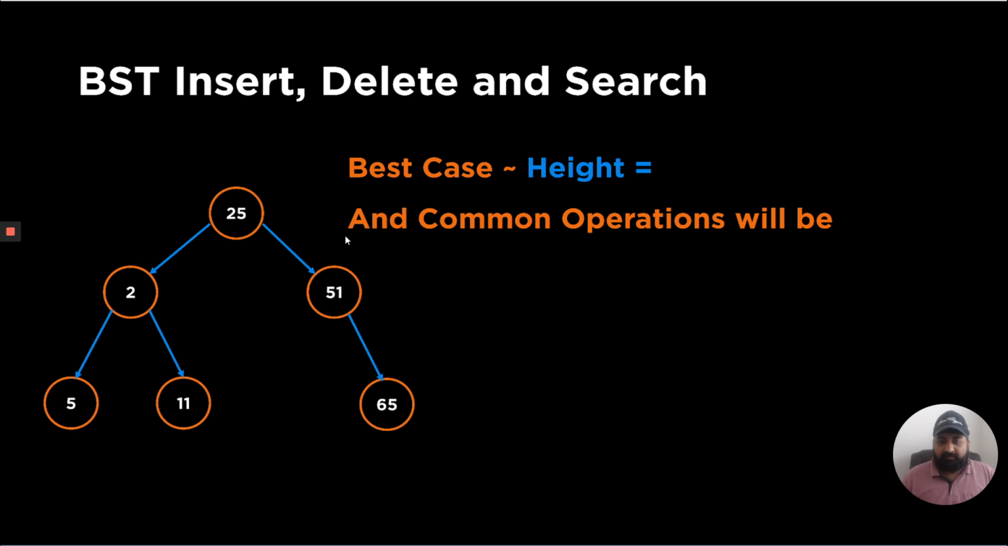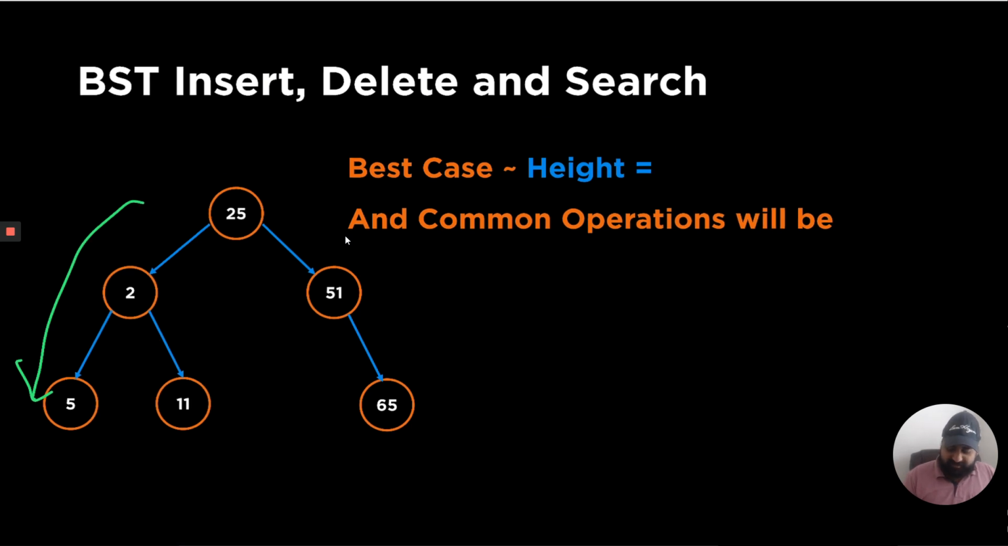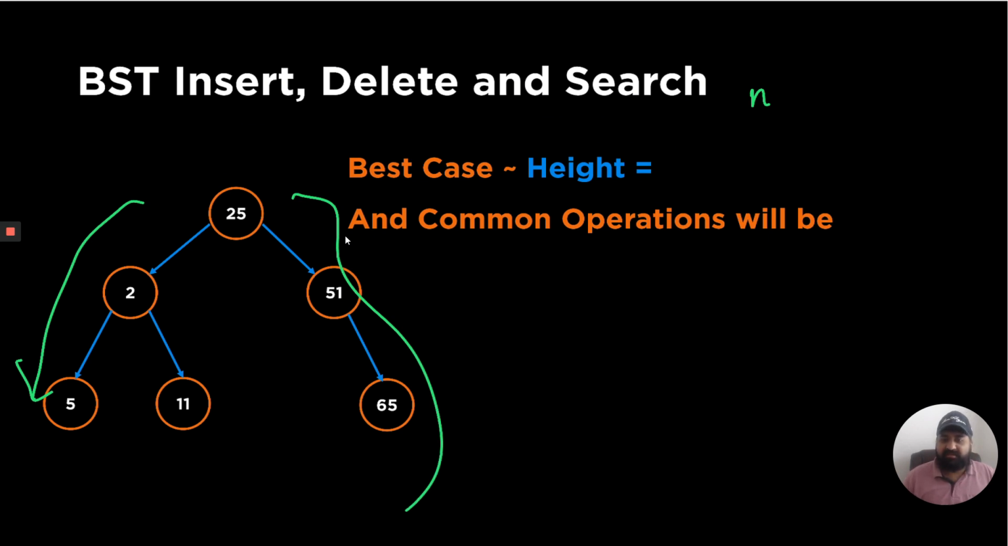Finally, when we talk about the best case, the height in the best case would be something like the minimum height that's possible for the maximum number of nodes. If our number of nodes was n, in our best case, the height would be proportional to log of n, because we want it to be as bushy as possible. So our height would be log of n.